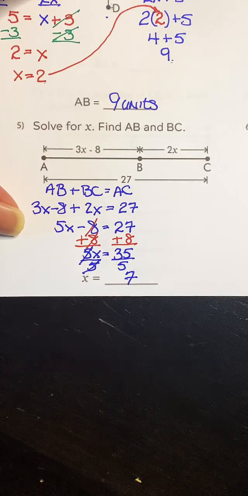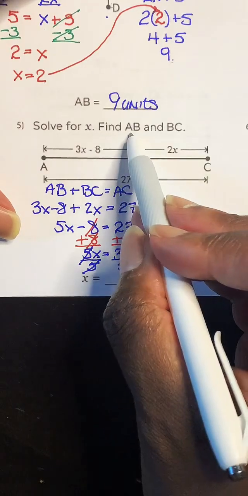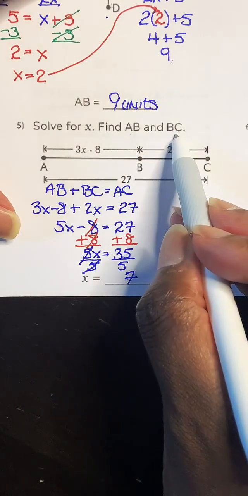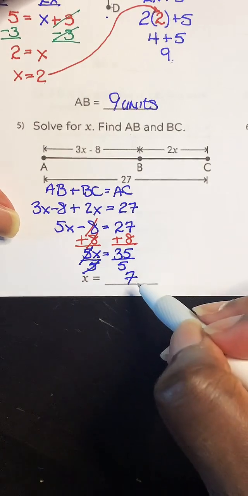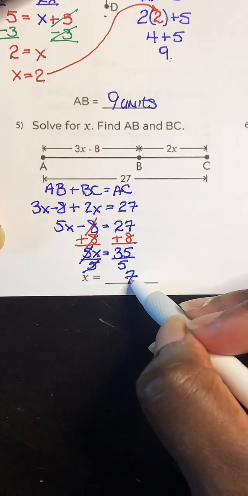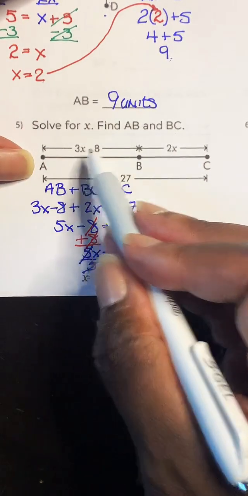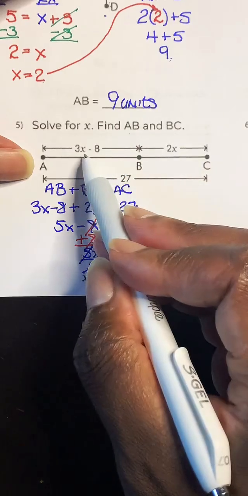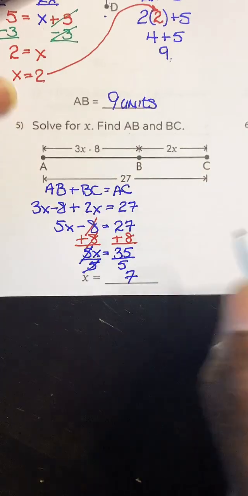There we go. But are we done? Not with this problem, we're not. We need to find AB and BC. So that means we need to take that answer of 7 and plug it in for the x's inside of their own expression.